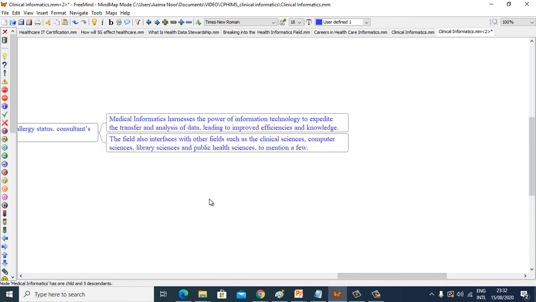Medical informatics harnesses the power of information technology to expedite the transfer and analysis of data, leading to improved efficiencies and knowledge. The field also interfaces with other fields such as clinical science, computer science, library science, and public health science, to mention a few.